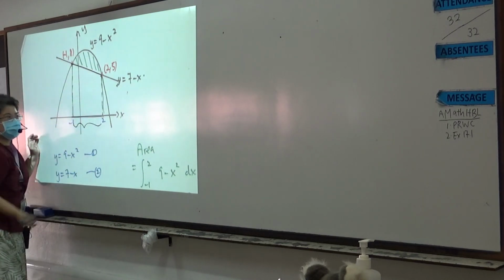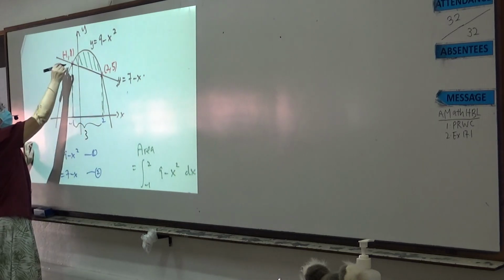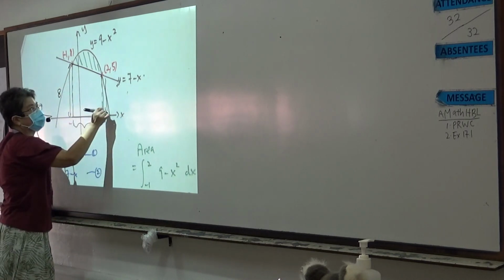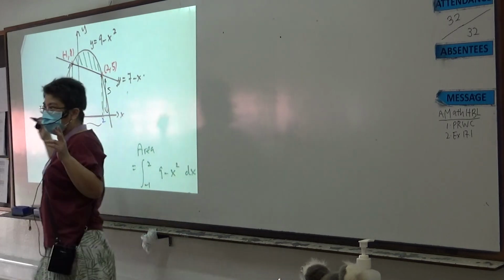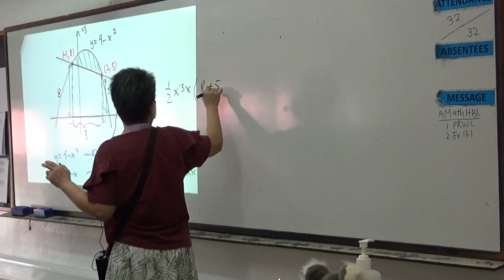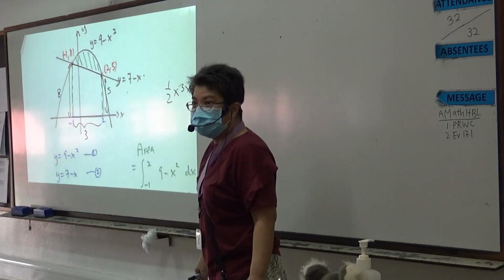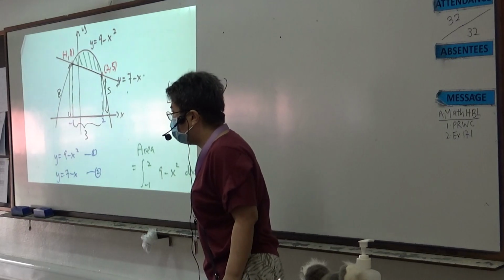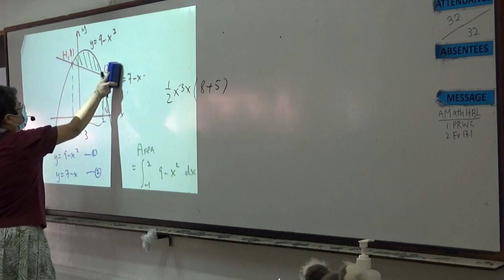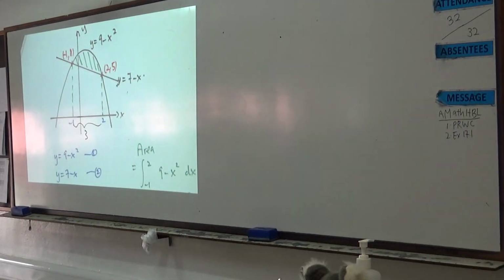What is this length? 3. What is this length? 8. Good. What is this length? 5, right? What's the area of a trapezium? Half times height times 8 plus 5, right? Half the height times the sum of parallel sides. Agree or not? Yes or no? Okay. So if I do this, I will also get the same answer.